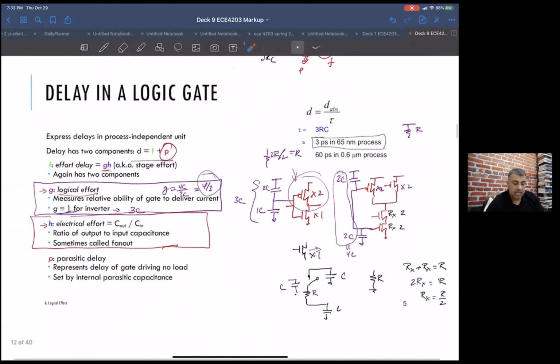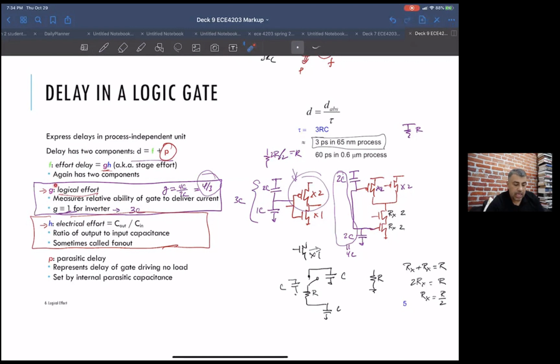And so that's the second definition, which is this electrical effort: the output capacitance that you're driving compared to the input capacitance of yourself. This is called the electrical effort or fan out. So G times H together determine this load delay. G times H, they call it the effort delay, basically the effort to drive other gates.